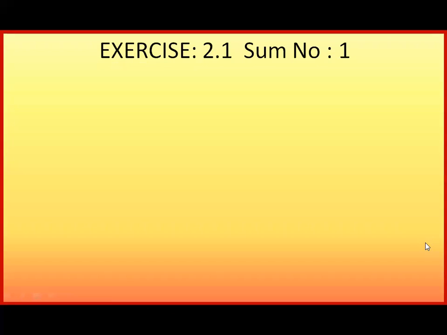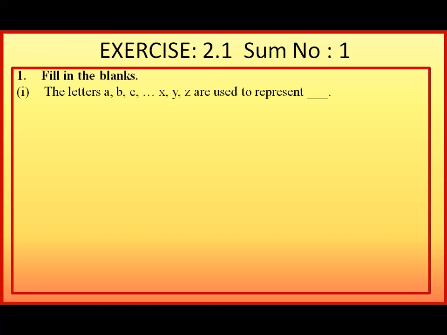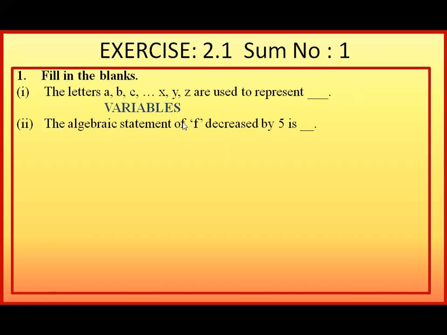So now we are going to go into exercise 2.1, sum number 1. Fill in the blanks. The letters a, b, c to z are used to represent variables. They are called variables. The algebraic statement of f decreased by 5. We know decreased means we use the minus sign, the subtraction operation. So f decreased by 5 is f minus 5.